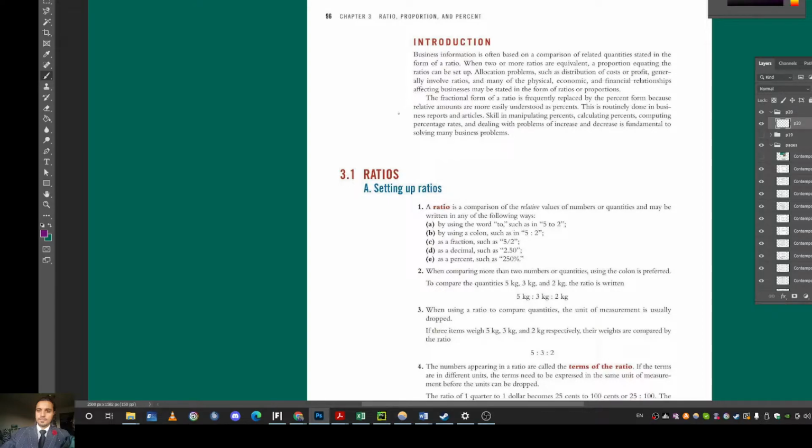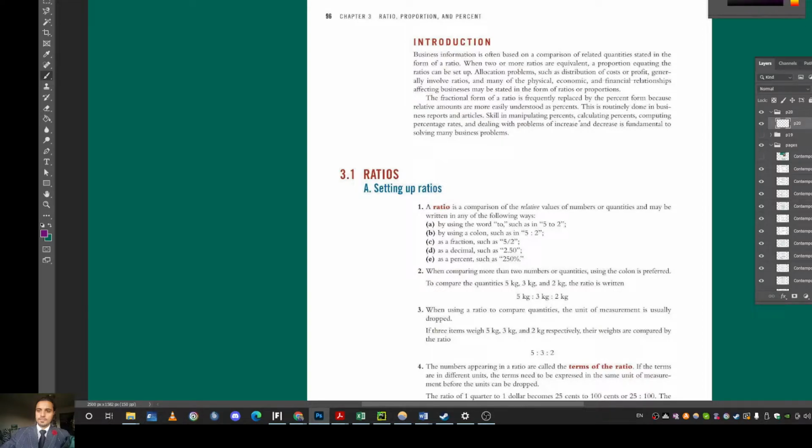What he's talking about is that sometimes, instead of expressing something as a 2:5 ratio or 3.2, you would rather express it as a percentage. This is routinely done in business reports and articles. You'll see that ratios are expressed in the form of percentages.